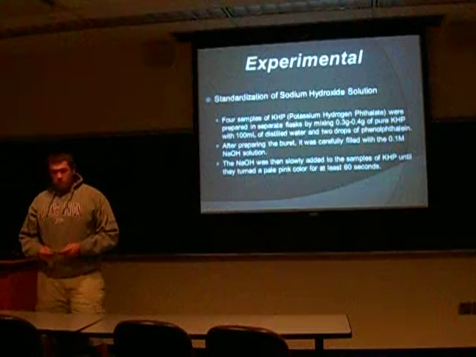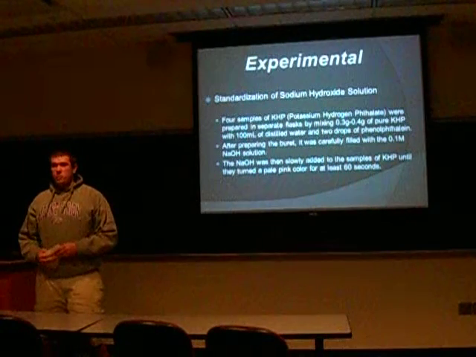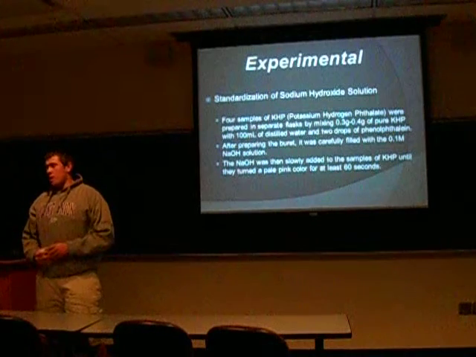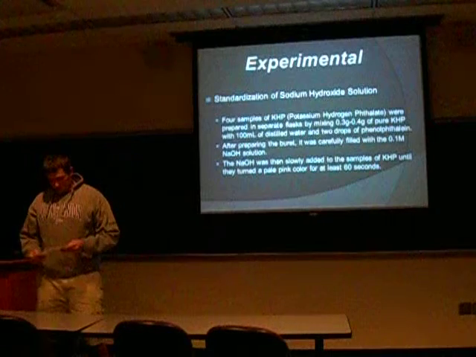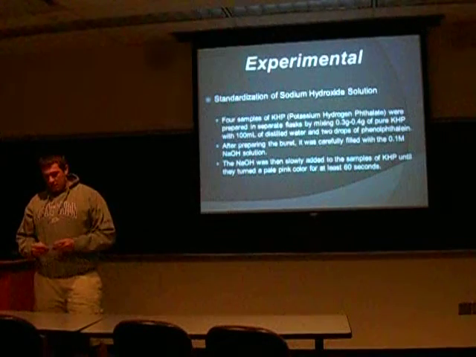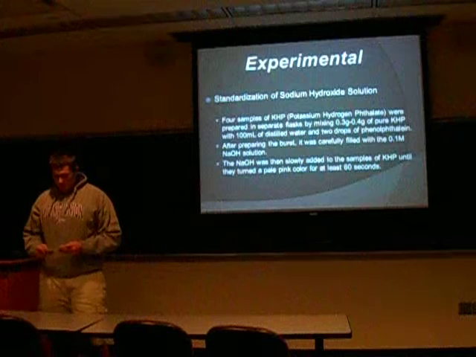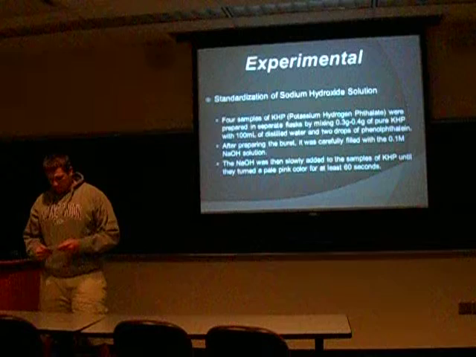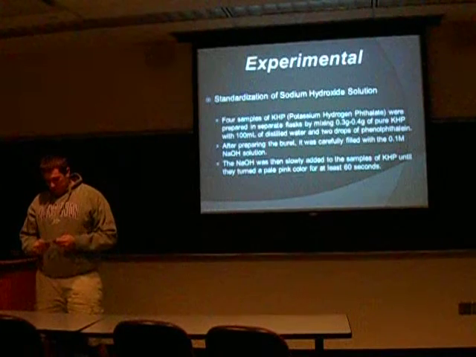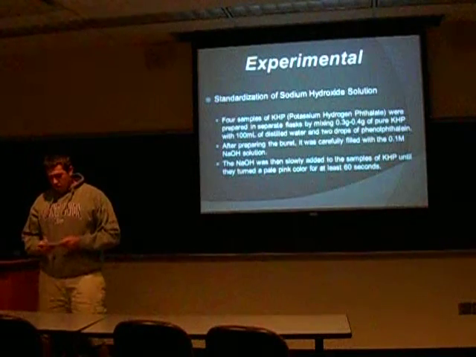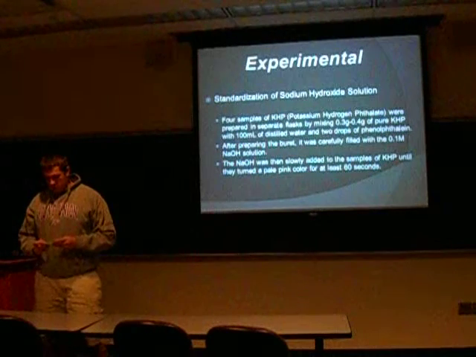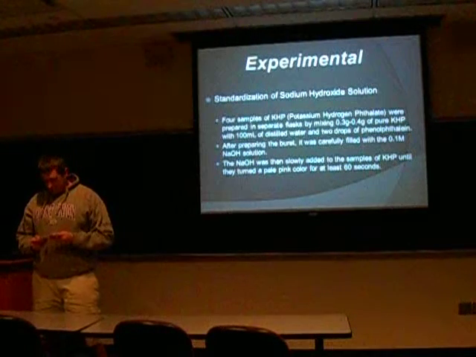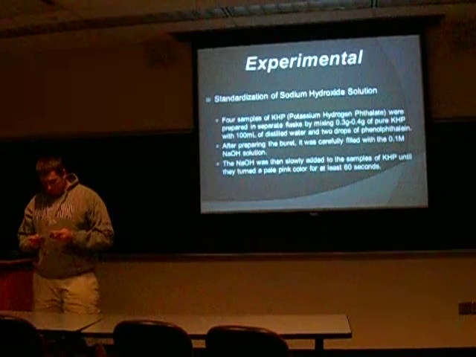To standardize sodium hydroxide, we used 4 samples of potassium hydrogen phthalate between 0.3 and 0.4 grams. And we added that to 100 milliliters of distilled water and added 2 drops of phenolphthalein to this in a burette. A burette filled with 0.1 molar sodium hydroxide, then added sodium hydroxide to potassium hydrogen phthalate until it turned pale pink.